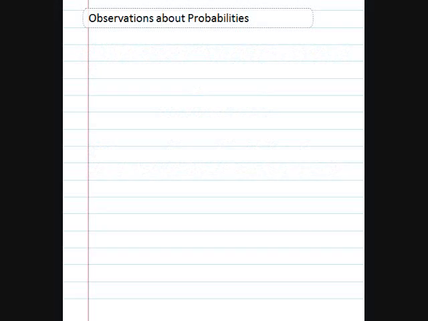In this video, we will make some observations about probabilities. Recall that an event E is a subset of the sample space. Also, note that the number of elements in E can never be less than 0. You can never have a negative number of elements in a set.